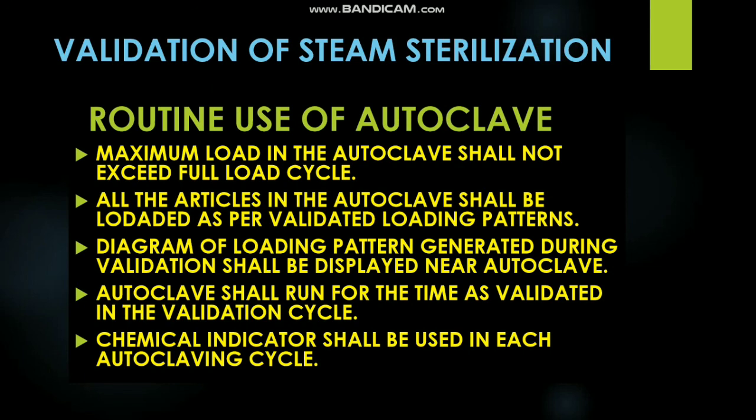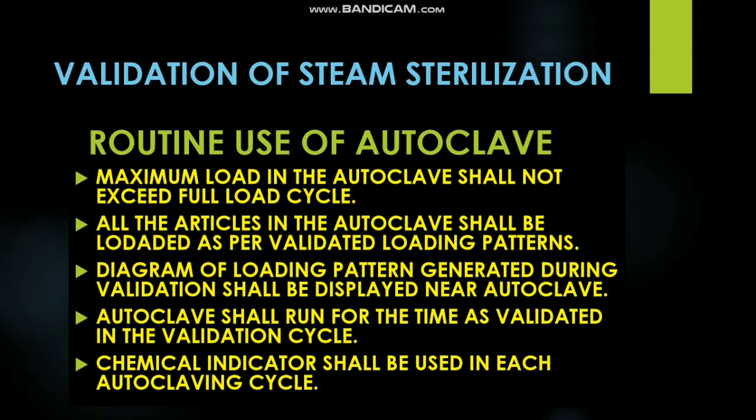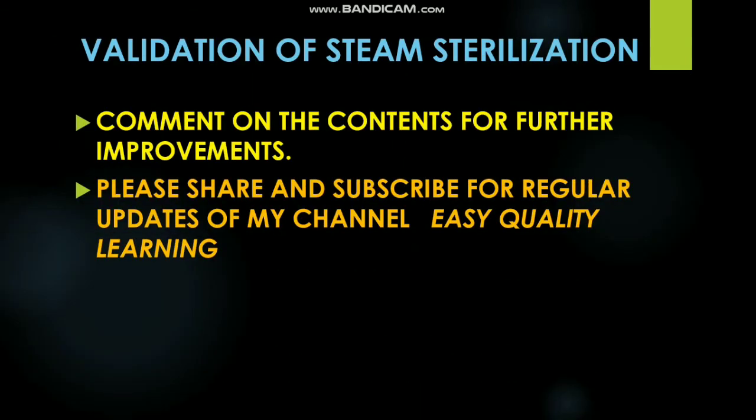The chemical indicator shall be used in each autoclave cycle. So in your routine autoclave cycle, chemical indicators like steam clocks or signal lock indicators are available, and they need to be used to evaluate the individual cycles. That sums up the validation of steam sterilization or autoclave validation.